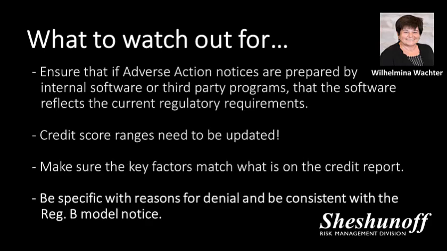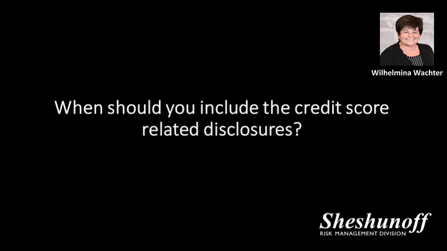Another issue has to deal with drop-down boxes within your software. In some instances, the provider has made the reasons for denial too vague. The reasons for denial should be specific, and we recommend that they are in alignment with the reasons noted in Reg B's model notice. So how do we know if we should include the credit score and related disclosures?